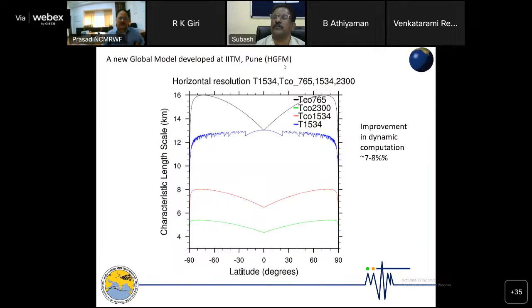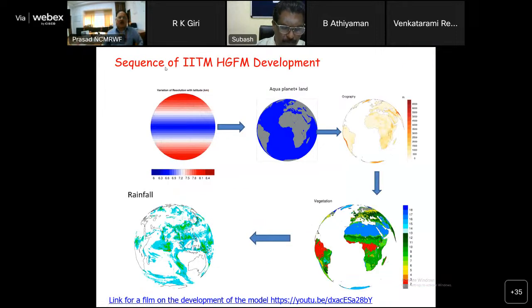We are able to see various resolutions of 12 kilometers, 13 kilometers, and at equator levels we are able to get 6 kilometer resolution using TCO 1534. This modeling framework has been developed at IITM through various attempts: first developing the boundary conditions using the planet, land and planet, then imposing the orography, and getting the physics and vegetation, and finally the total model has been developed.